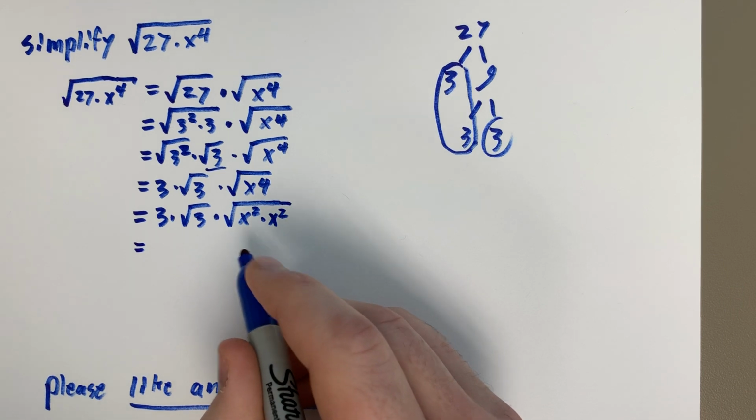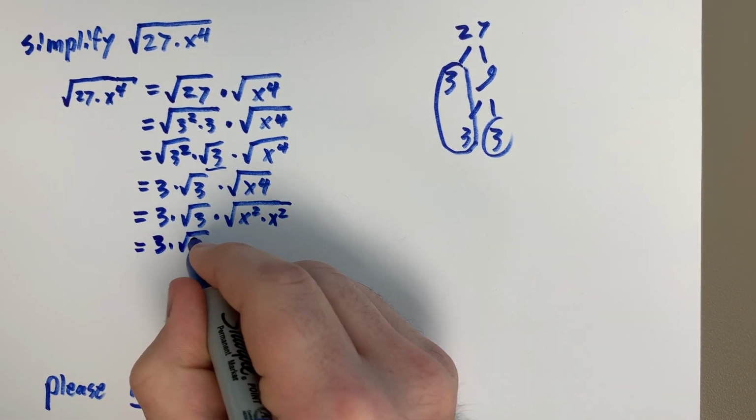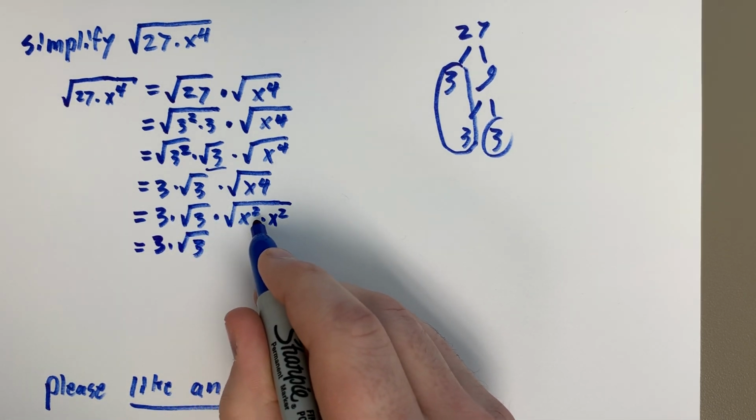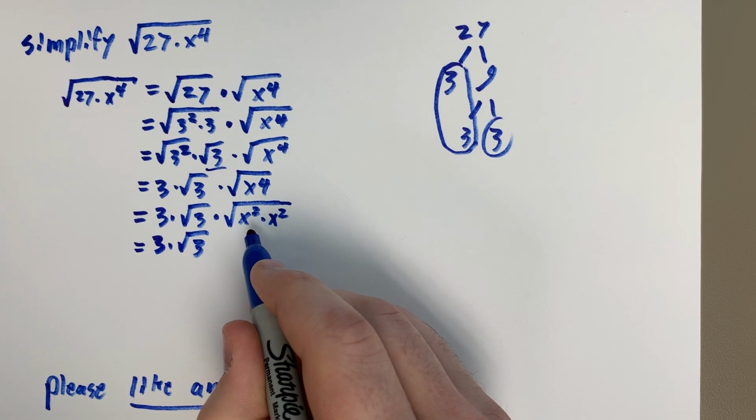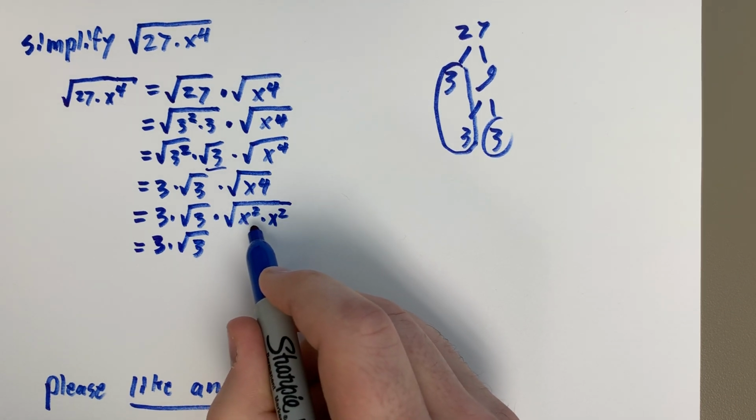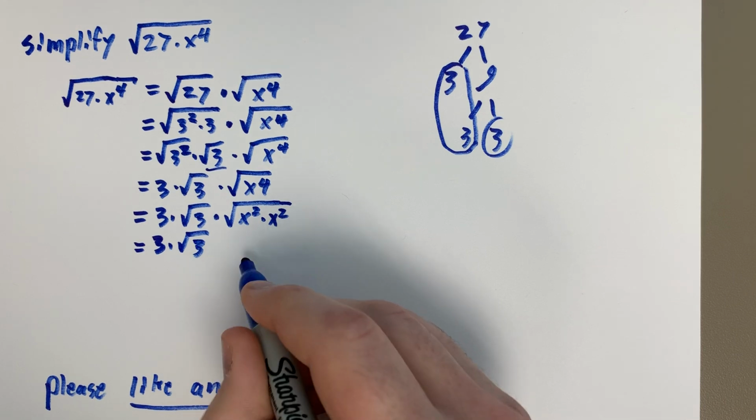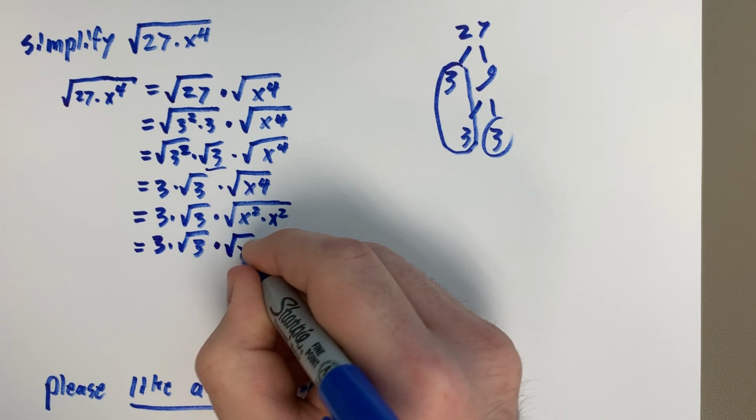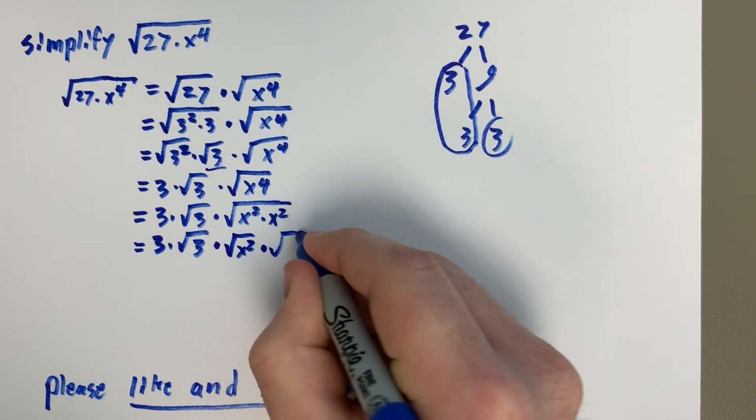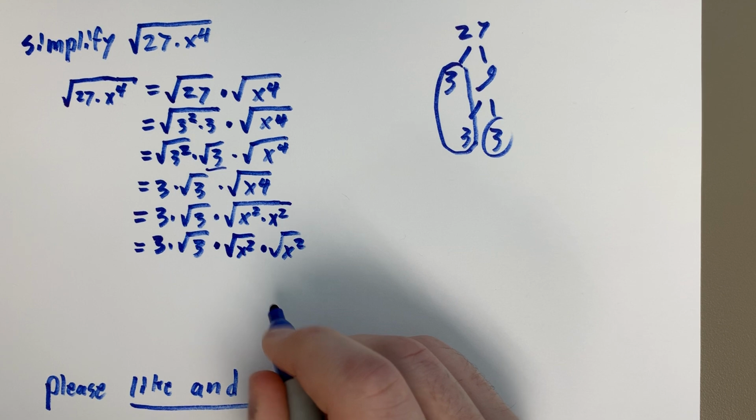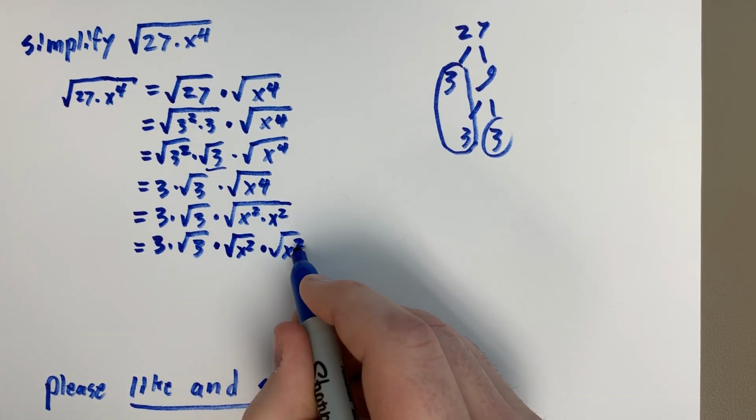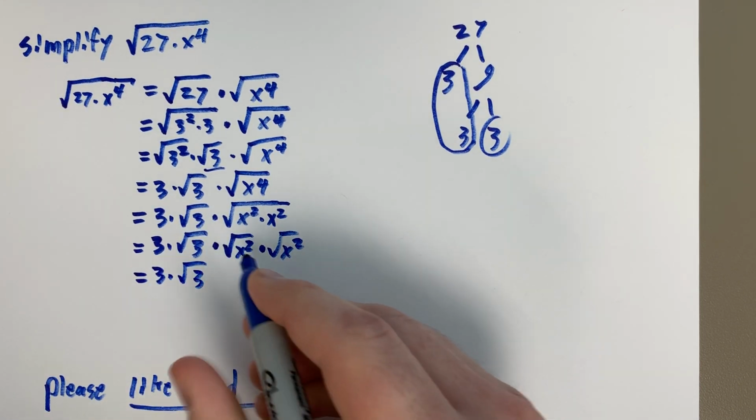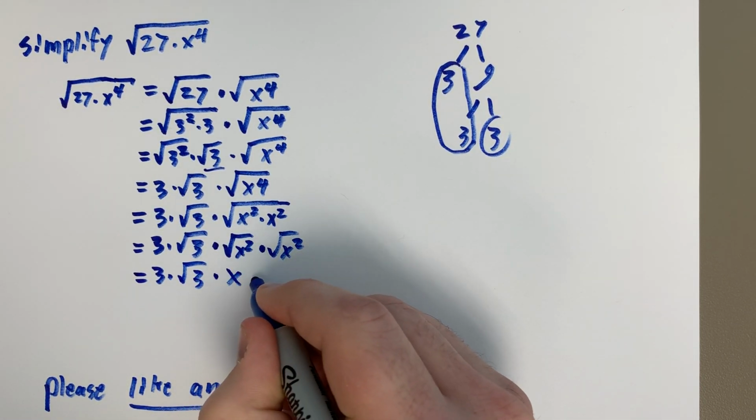In this case, I'm going to skip a step, and hopefully you guys will be okay with that. I'm just carrying that along for now. If I break this up using the product rule for radicals, I'll have a square root of x squared times a square root of x squared. Actually, I'm not going to skip a step. I think I'll just go with it. So I have square root of x squared times square root of x squared. Okay, the square cancels the square root, the square cancels the square root. So we're left with 3 times radical 3 times x times x.